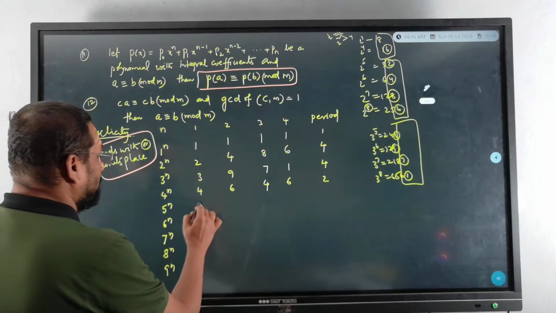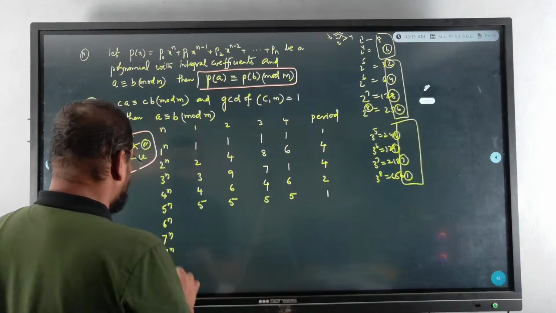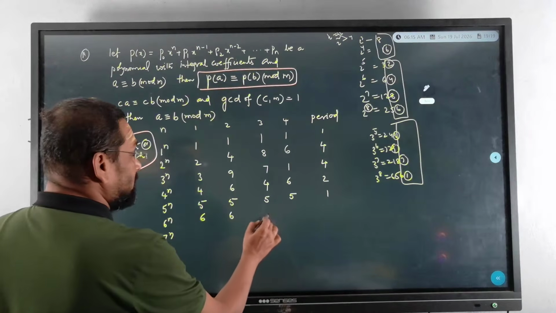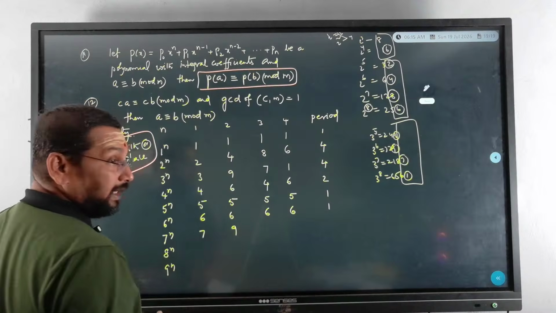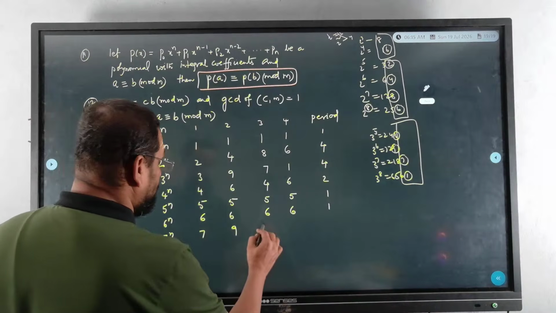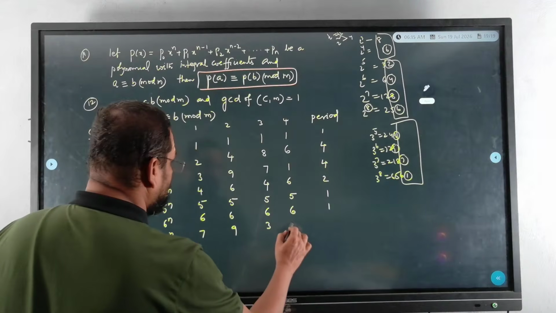5 power n, for any 5 power it ends with 5 only. For any 6 power it ends with 6 only. 7 power 1 is 7. 7 square is 49, ends with 9. 7 cube is 343, ends with 3. 7 power 4 is 2401, ends with 1.